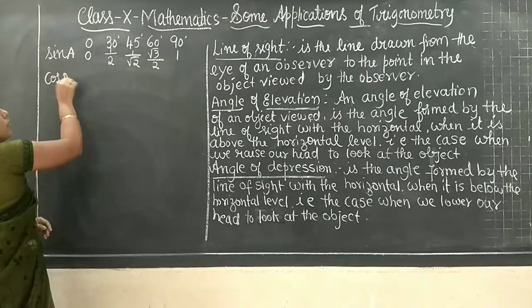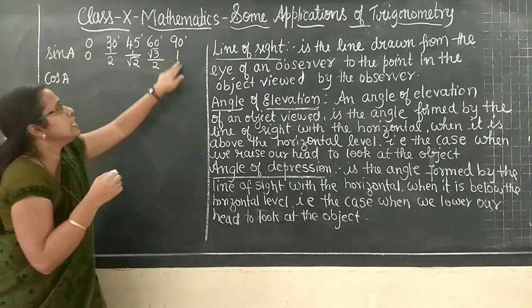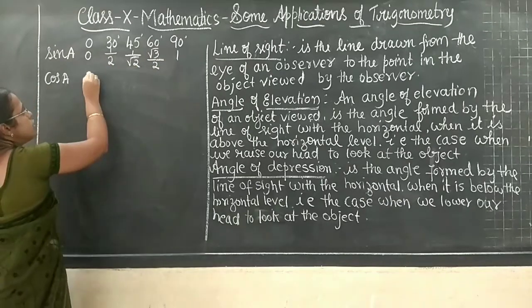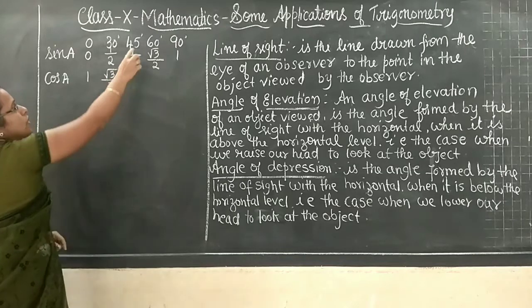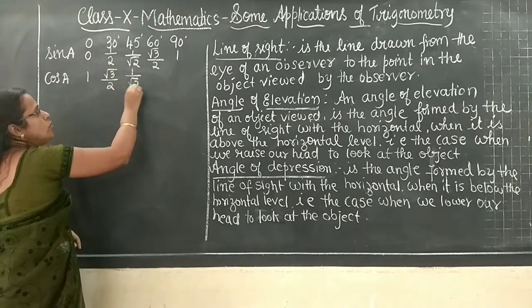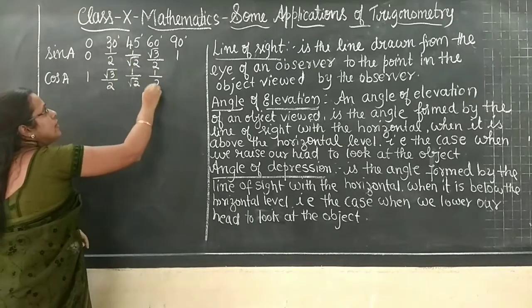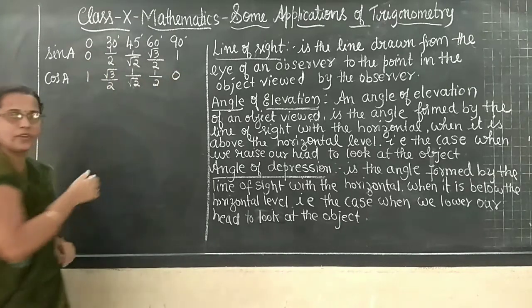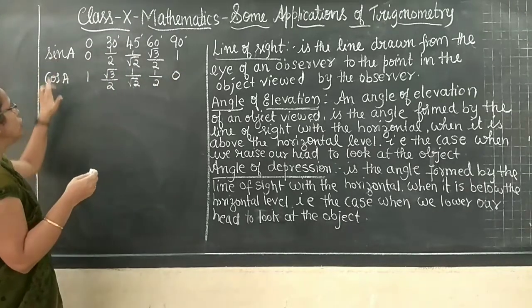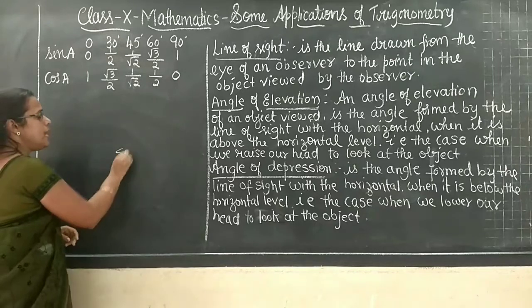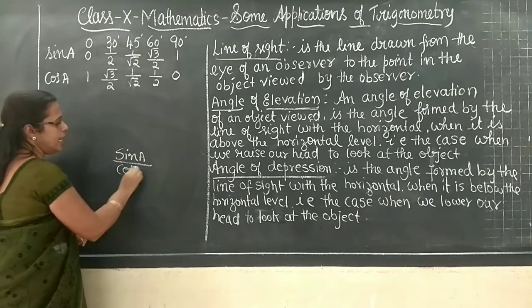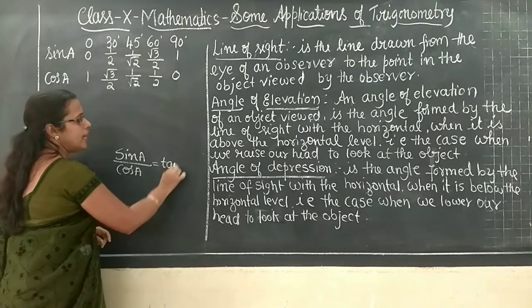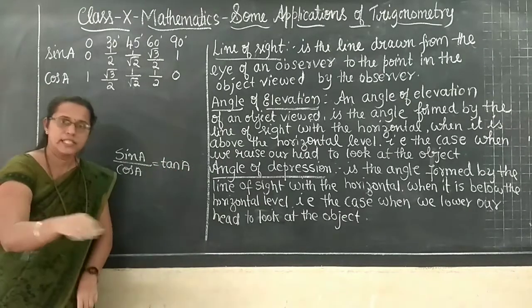Cos A: what you wrote for 90 degree, that you write for 0 degree now. So cos is 1, root 3 by 2, 1 by root 2, half, then 0. Okay children, so sine you know, cos you know, then sine A by cos A is tan A.